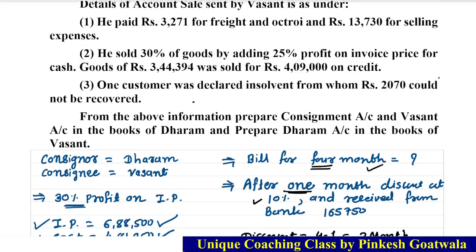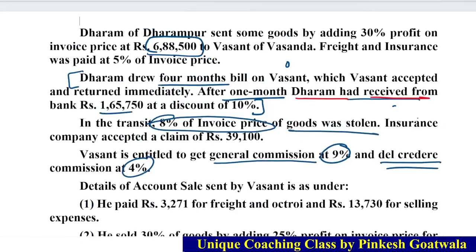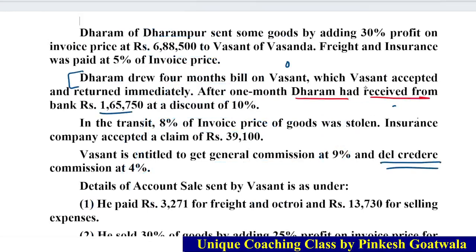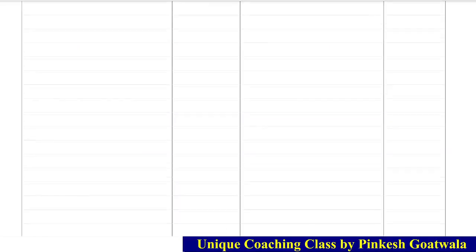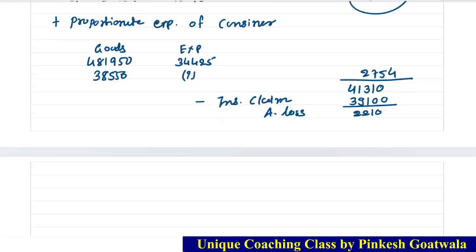Now the last point remaining, that is closing stock. Okay, consignment closing stock. So it's also an important part. So let's calculate consignment stock. So how many goods we have remaining? Okay, આપની પાસે કેટલું goods બાકી બચ્યું છે તે. So first of all we have to find out the amount of goods which remain. So we sent the goods 68850. Okay, so let's calculate the closing stock.